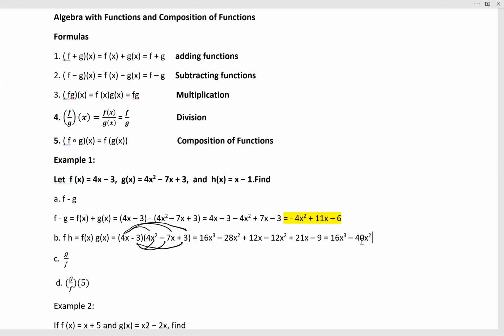And the next term is x, so 12x plus 21x is going to be 32x. And the last one is negative 9. Okay, so that's going to be the answer for, oh, I forgot to push it here, right? Push it here. Okay, so this should be the answer of part B.